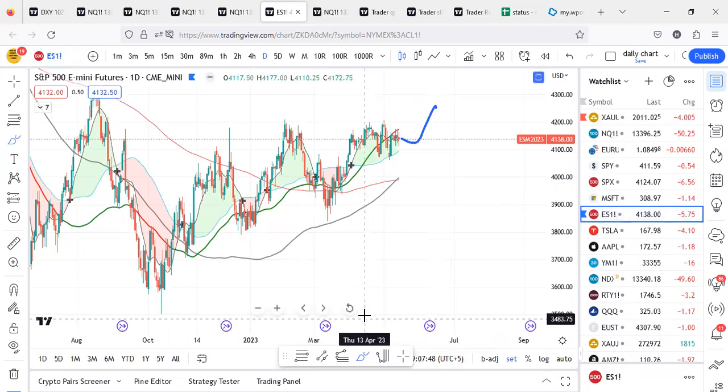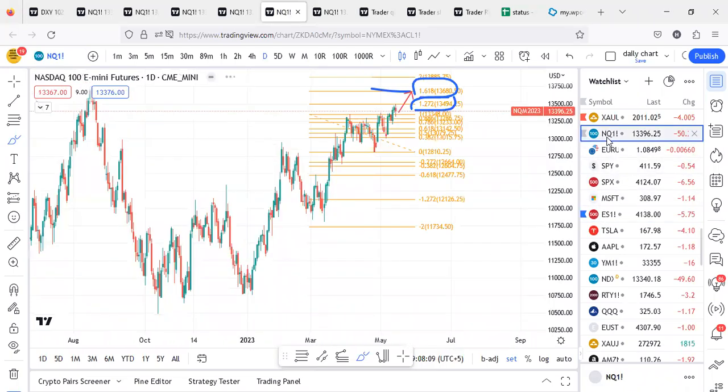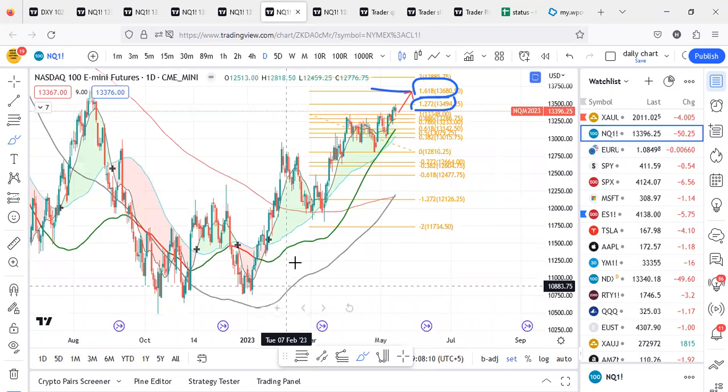I think in ES we are right now over here, and we are due this. So we will do like this. So this is what I'm thinking. But in Nasdaq, we are here, and we will do like this before going up.